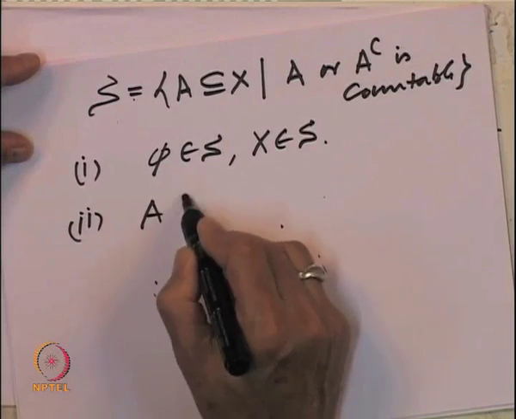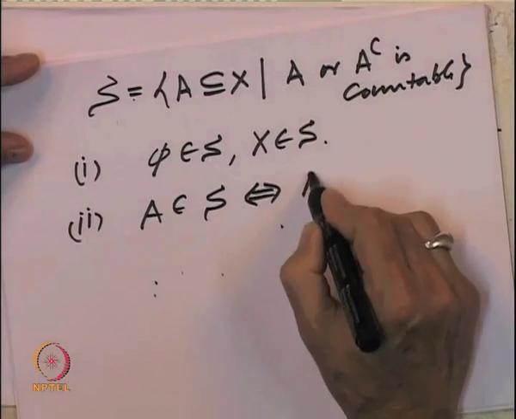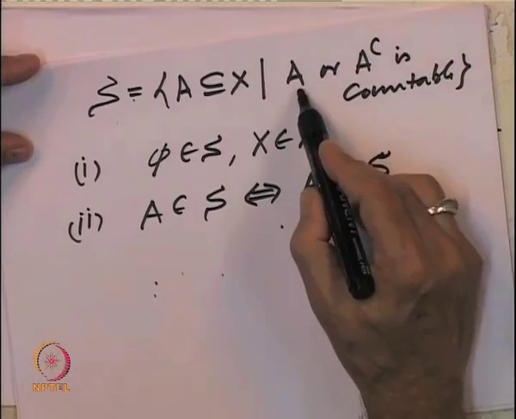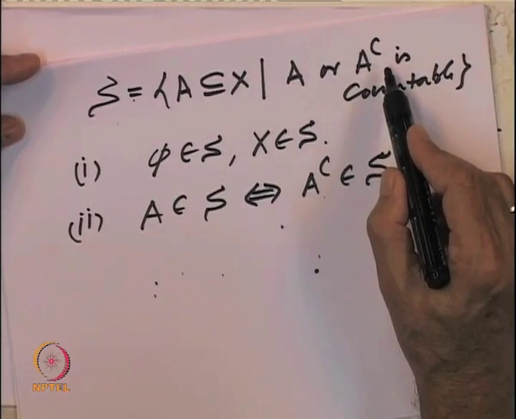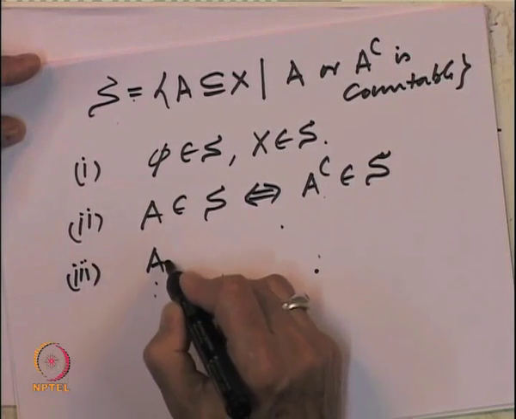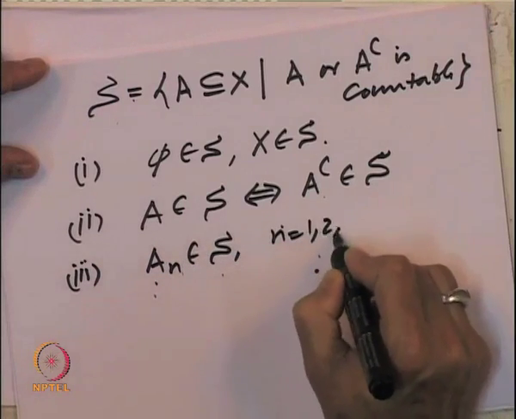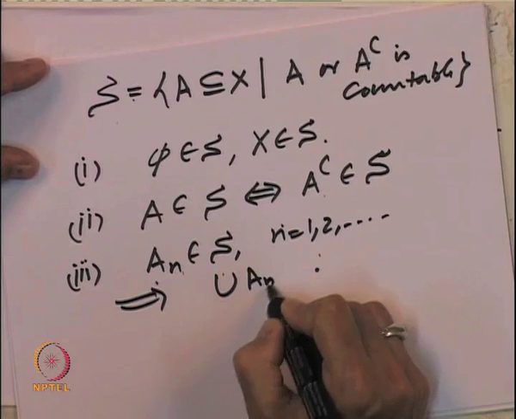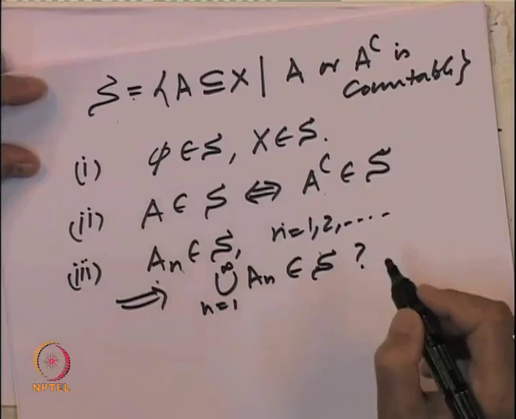Clearly, if A belongs to S, then this implies, actually it is different only if A complement belongs to S, right, because our defining condition is symmetric with respect to A and A complement. So, let us check the third property, that if A n belongs to S, n equal to 1, 2, 3 and so on, then this implies union of A n's n equal to 1 to infinity also belongs to S. So, let us check that property.